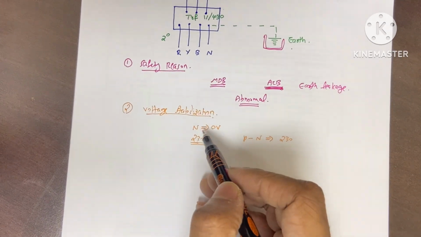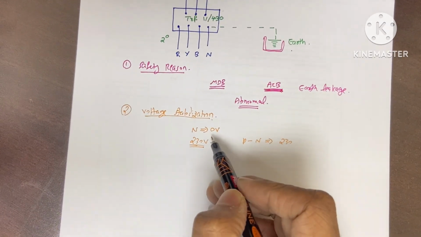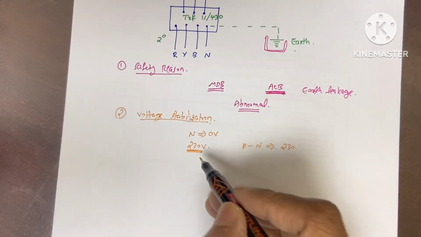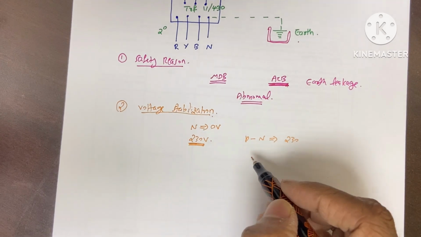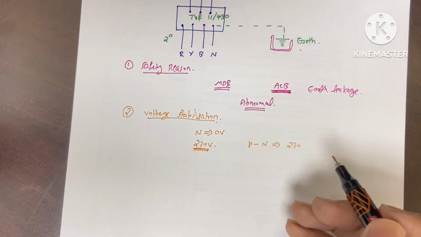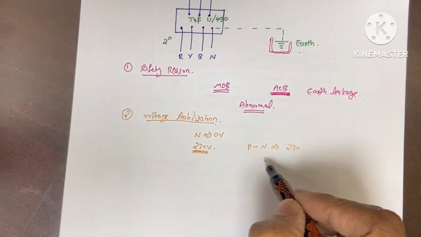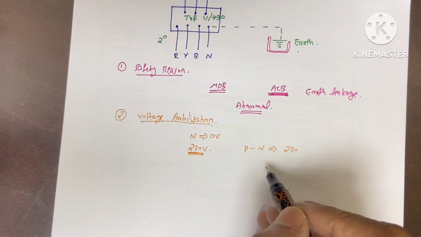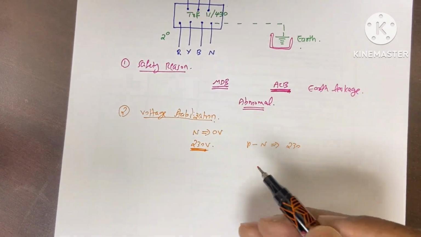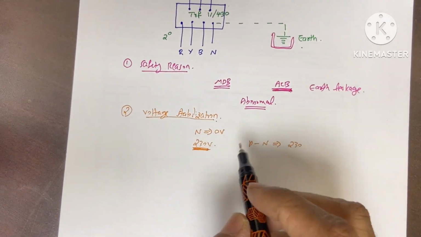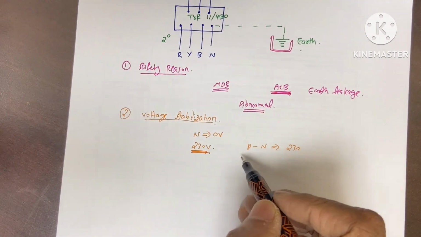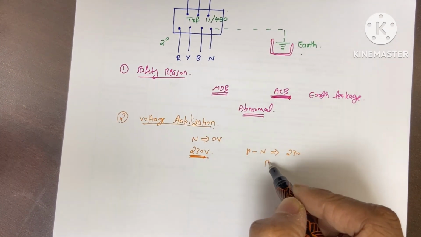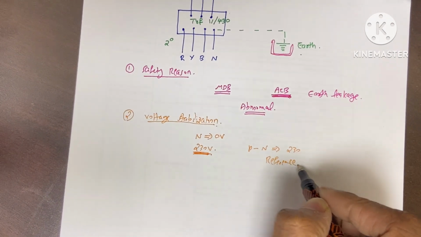Suppose our neutral is not earthed, then we will not get this 230 volt phase to neutral voltage. Then our single phase devices like lights and sockets would not work. All of them require this 230 volt or 220 volt, whatever single phase voltage we require. Without the neutral earthed, we would not get a reference voltage of 0 volt.